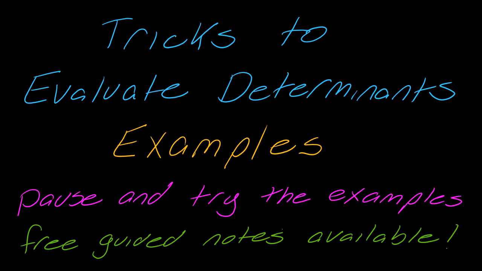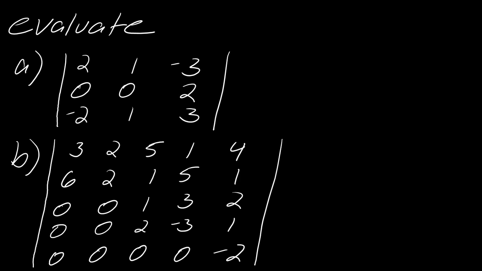So in this video, I'm going to look at some tricks to evaluate determinants. So I've got two examples here. I'm assuming you know how to evaluate a determinant, but maybe you could just see a few more examples with tricks. So I have this 3 by 3 determinant, and then I have this, what is this, 1, 2, 3, 4, 5, 1, 2, yeah, 5 by 5.